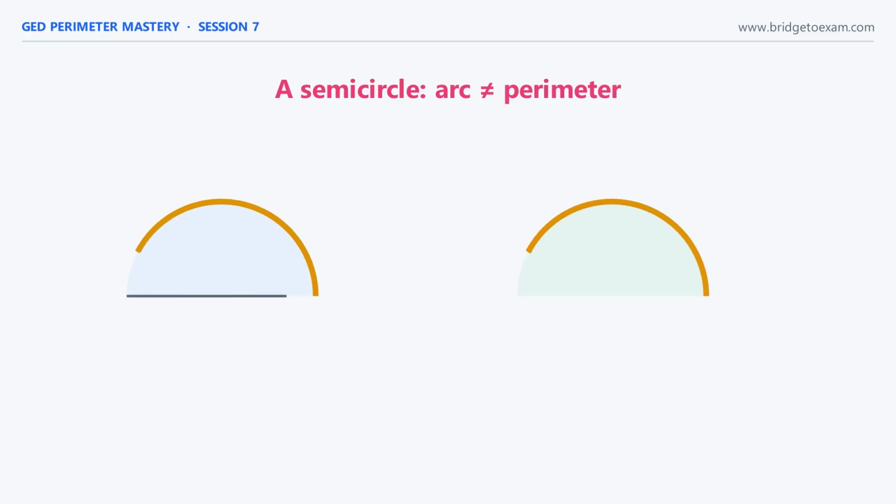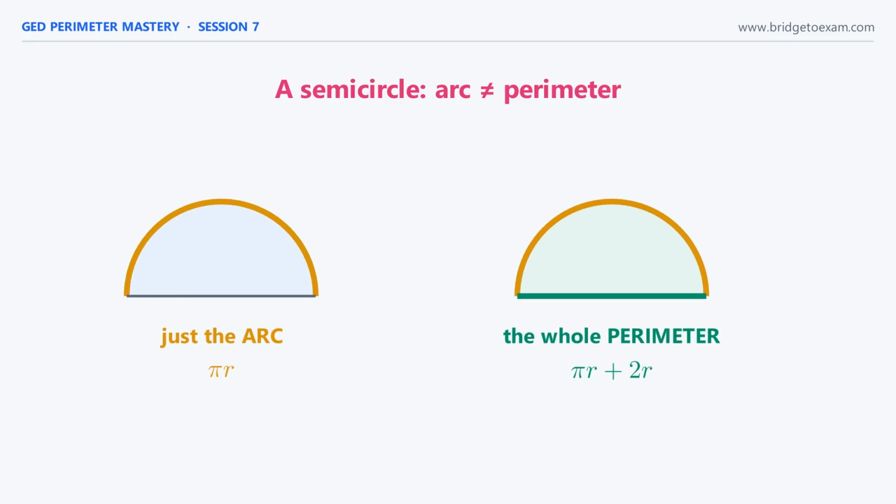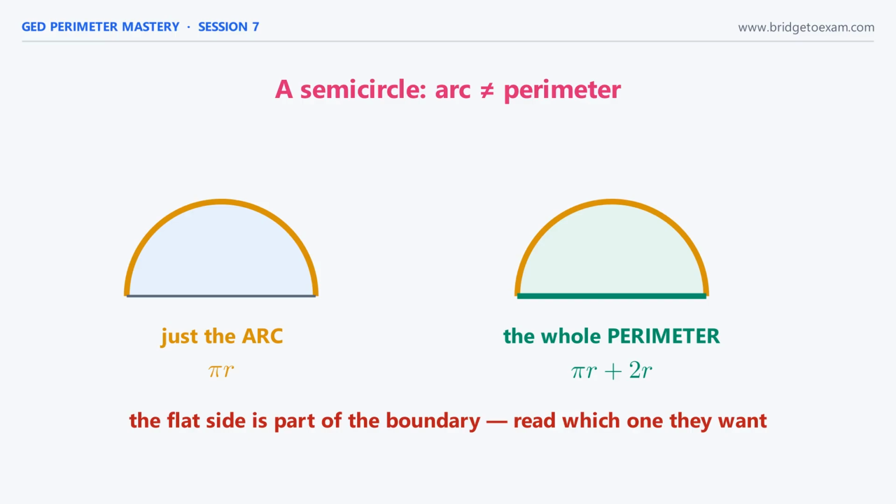Now a distinction the GED loves. A semicircle. The curved arc is half a circumference. That's pi r. But the perimeter of a semicircle is the whole boundary, and the flat side is part of that boundary. So the perimeter is pi r plus 2r. If they ask for the arc, don't add the diameter. If they ask for the perimeter, you must.